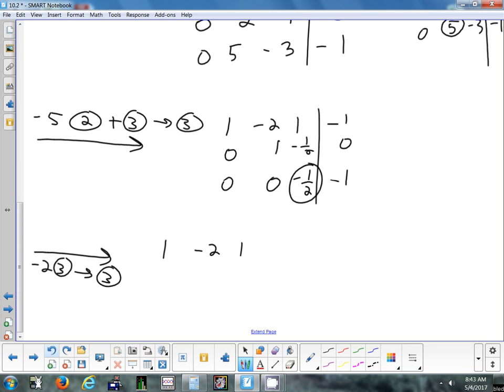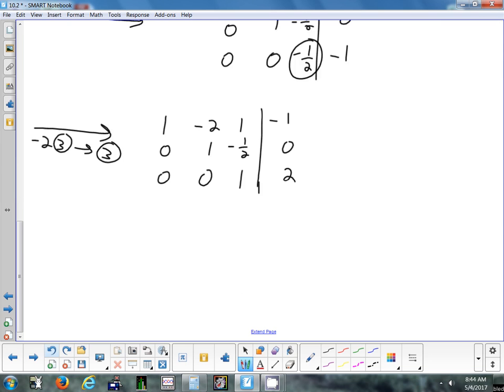Top row, keep it the same. Second row, keep it the same. Third row, multiply everything by negative 2. So what's the first number going to be? 0. Second number? Third number? 1. Last number? 2.